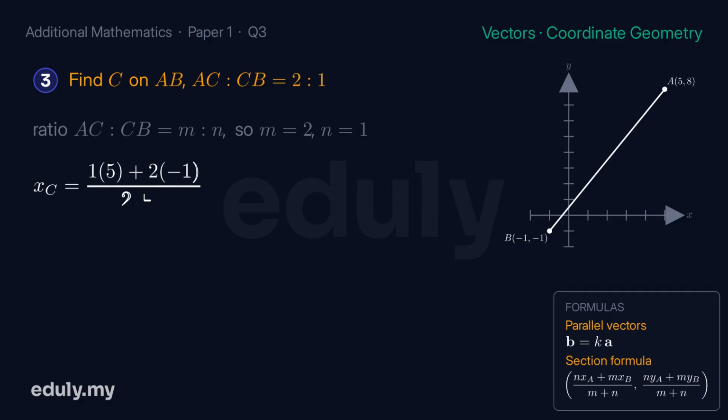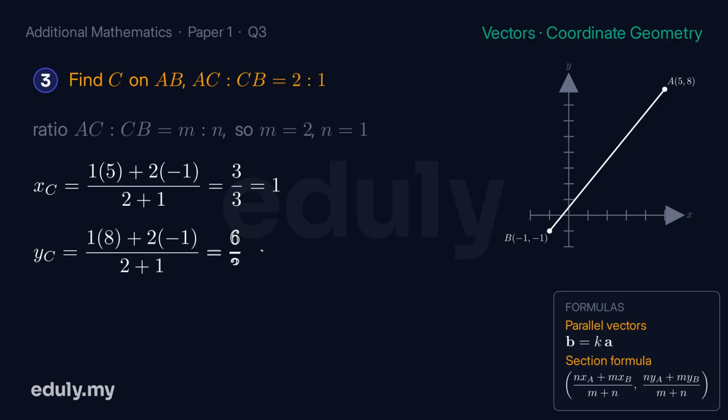For x, 1 times 5 plus 2 times negative 1 over 3. That's 3 over 3, which is 1. For y, 1 times 8 plus 2 times negative 1 over 3. 6 over 3 is 2. So C is the point (1, 2). Here it is on the line closer to B. A common slip is to swap m and n, which would give (3, 5) instead.